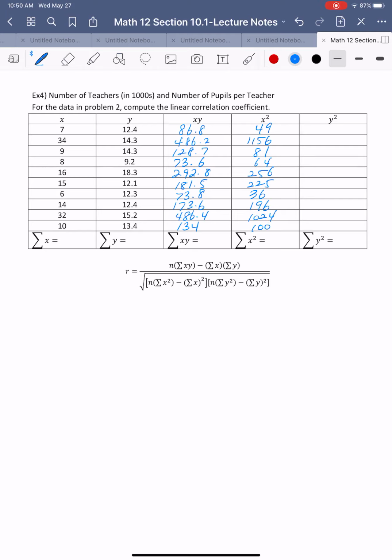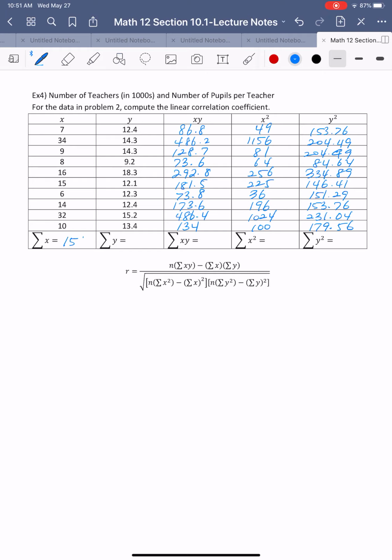1024, and 100. And the y squared is 153.76, 204.49, 204.49, and then 84.64, 334.89, and 146.41, 151.29, 153.76, 231.04, and 179.56. And then let's add them all in each column to get the sum of each.